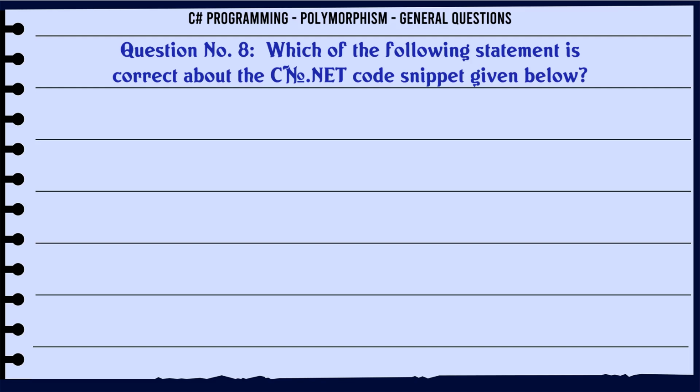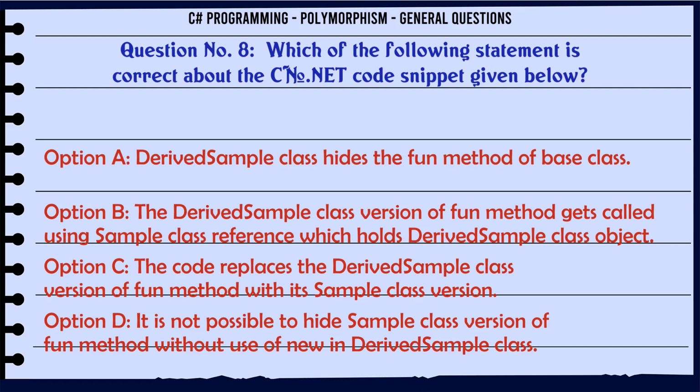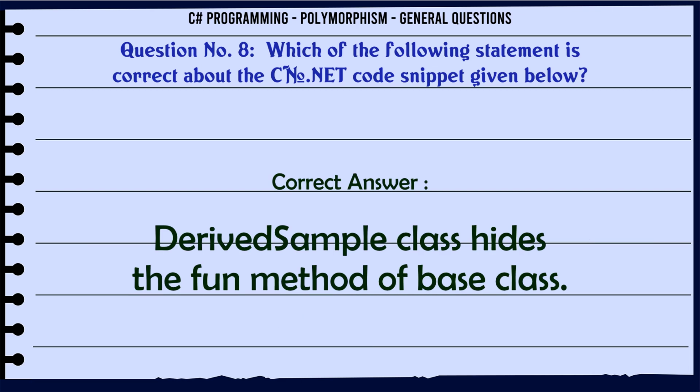Which of the following statements is correct about the C# code snippet given below? A. Derived sample class hides the fun method of base class. B. The derived sample class version of fun method gets called using sample class reference which holds derived sample class object. C. The code replaces the derived sample class version of fun method with its sample class version. D. It is not possible to hide sample class version of fun method without use of new in derived sample class. The correct answer is derived sample class hides the fun method of base class.